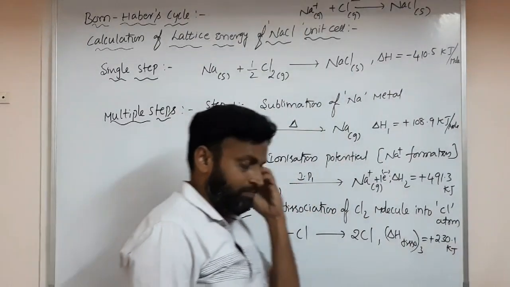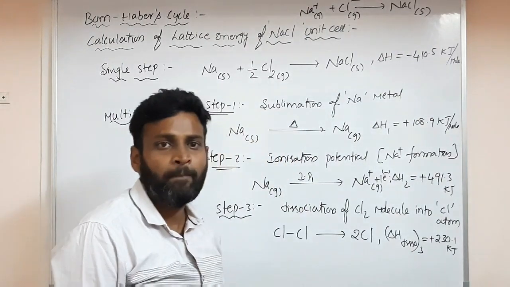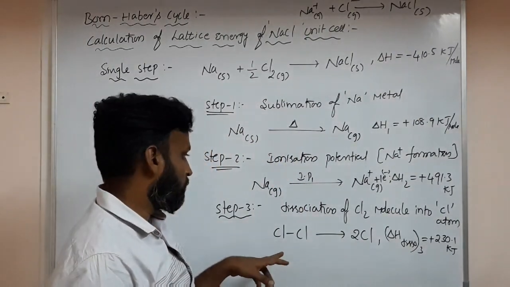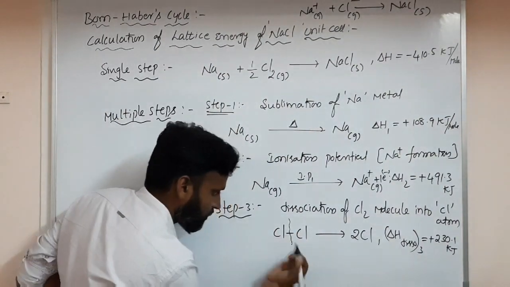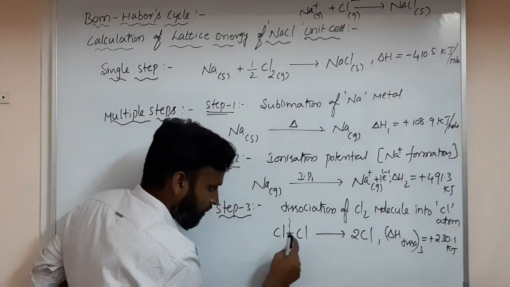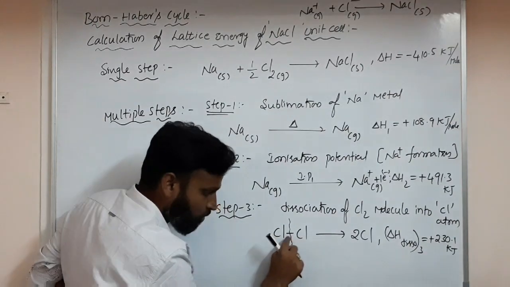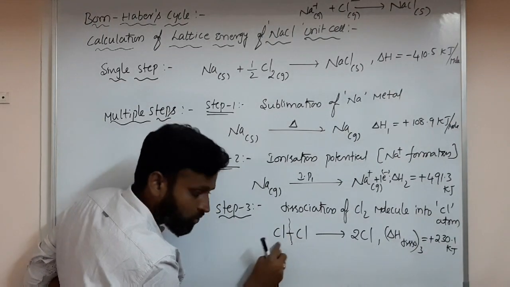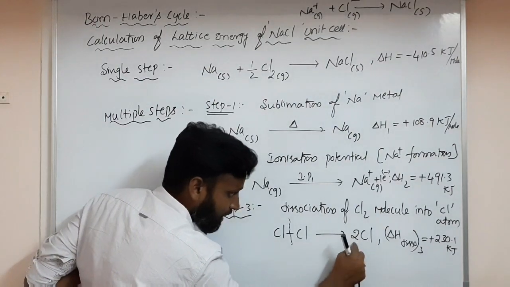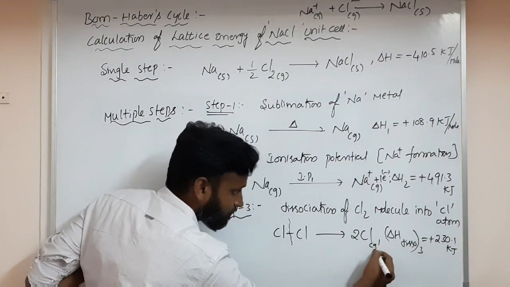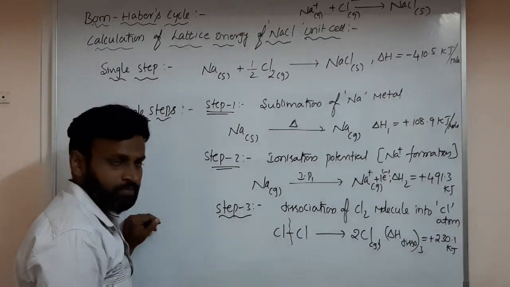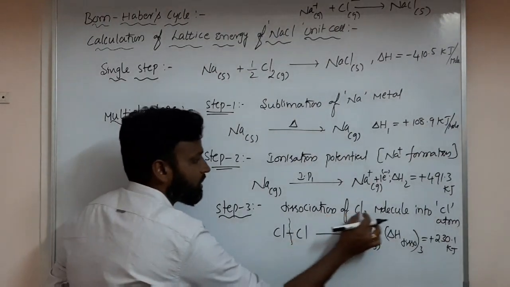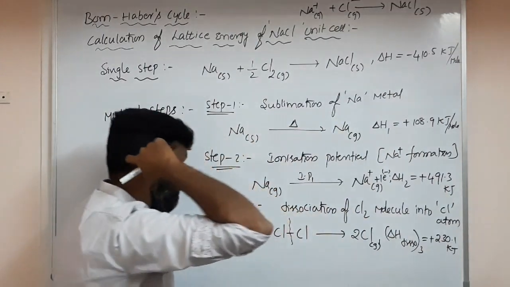Plus 230. Understanding? So plus 230 heat is required to dissociate the chlorine molecule. It has to break its single bond. One bond is there between two chlorines. That bond has to break and chlorine atoms must form. So step 3 over. What is step 3? Dissociation of chlorine molecule into chlorine atoms.